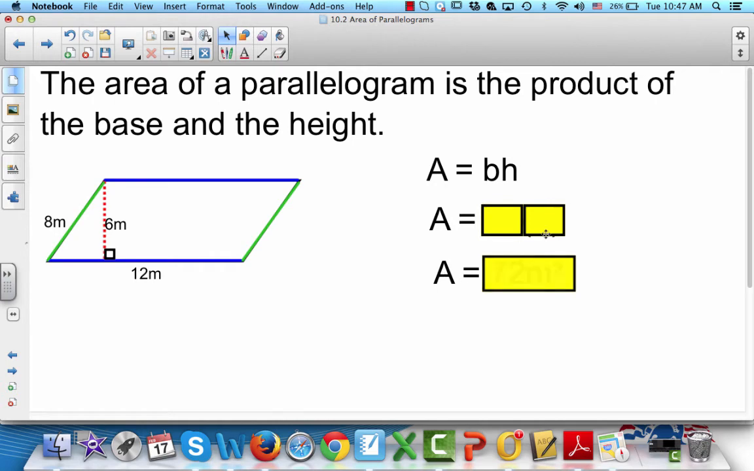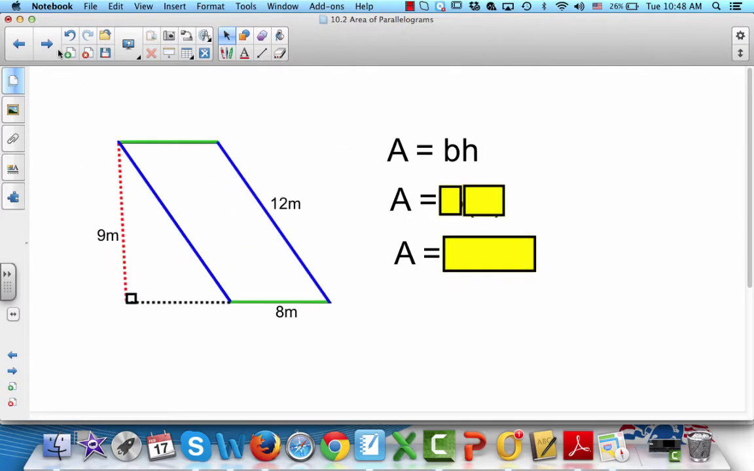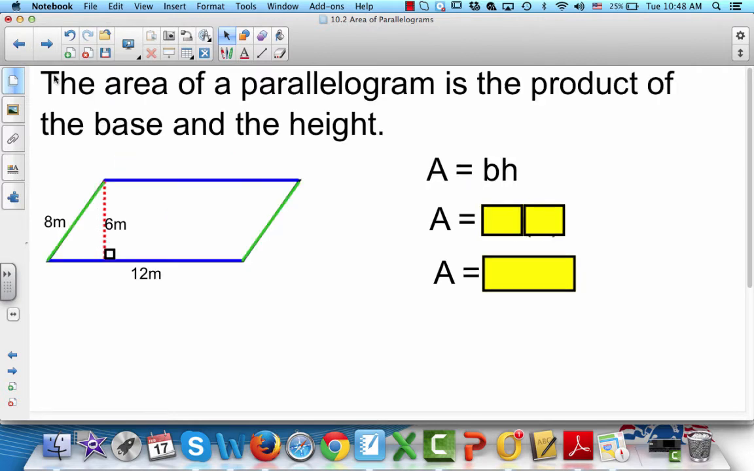It was the same answer that we got on this one. The reason is because it was the same rectangle, 8 by 12. But because we turned it, the height this time was 9. The height the last time was 6, depending on which way you turn it.